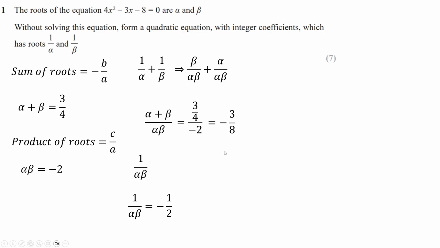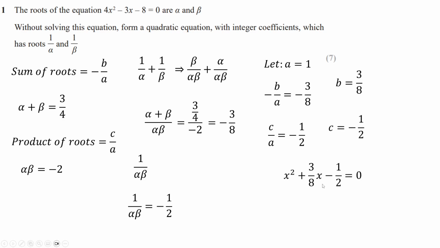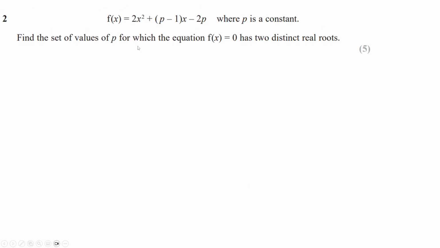For the new equation, let a equal 1, so the coefficient of x squared will be 1. Minus b over a, which is the sum of the roots of the new equation, if a is 1, minus b equals minus 3 over 8, therefore b equals 3 over 8. Then c over a, the product of the roots of the new equation, is minus half, and if a equals 1, c equals minus half. So the new equation is this, and then just multiply by a on both sides to get this, and that's it.